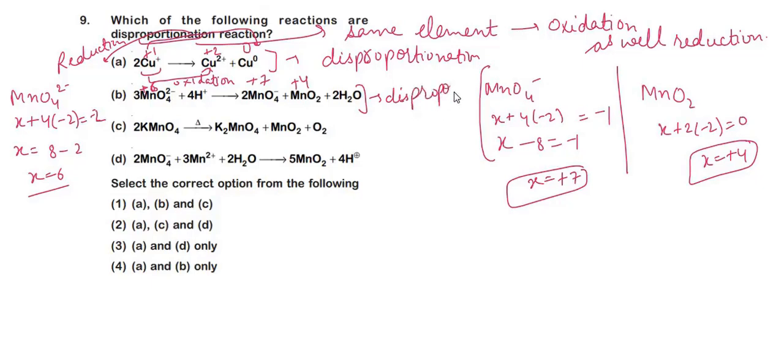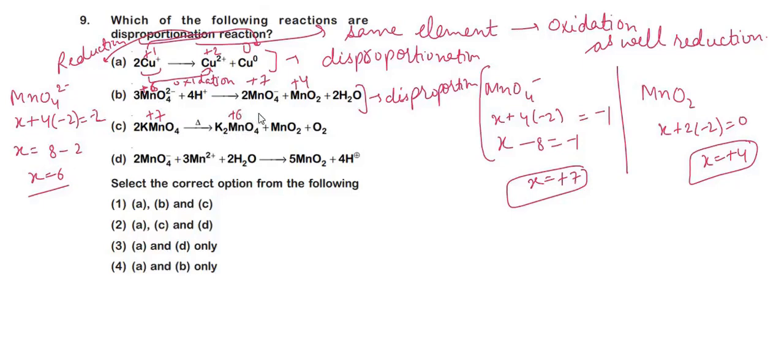In the third case, the compound is KMnO4. When we separate the K positive ion, it becomes MnO4 negative. So for MnO4 negative, as we have already calculated, the state of manganese is +7. In the case of K2MnO4, see here, the case is MnO4 2 negative. It is a similar case. When we separate the 2K positive ions, it becomes MnO4 2 negative.